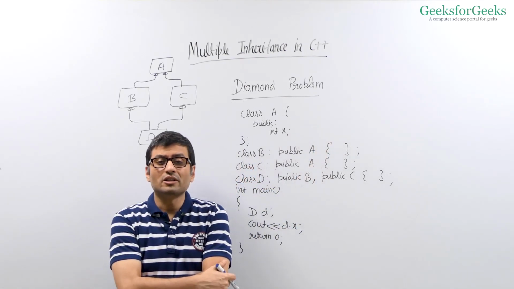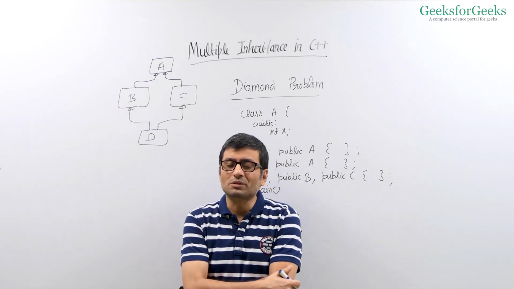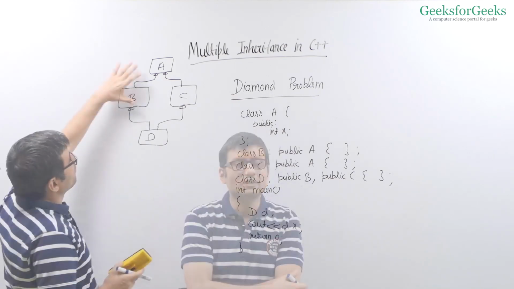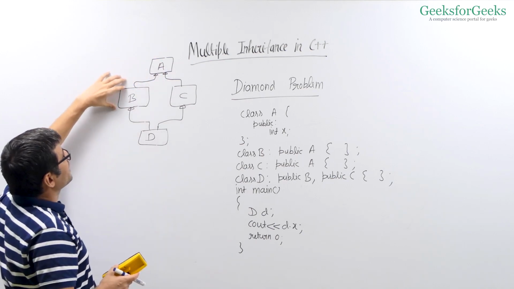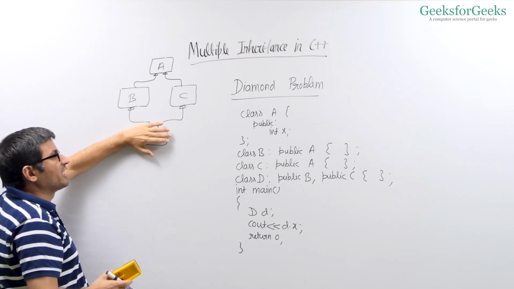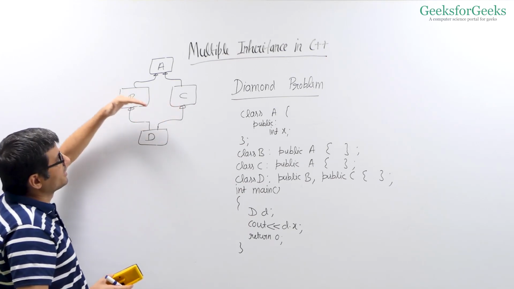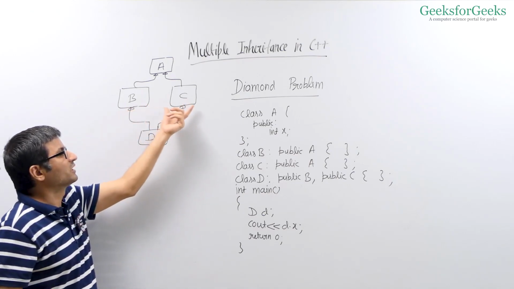Multiple inheritance is not allowed by many other programming languages. For example, Java does not allow multiple inheritance because there are problems with it, and the popular problem is called the diamond problem. We have a class A which is the base class, then there are two classes inheriting from it, B and C. Then there is a class D that inherits from both B and C. Since multiple inheritance is allowed, D can inherit from both B and C.